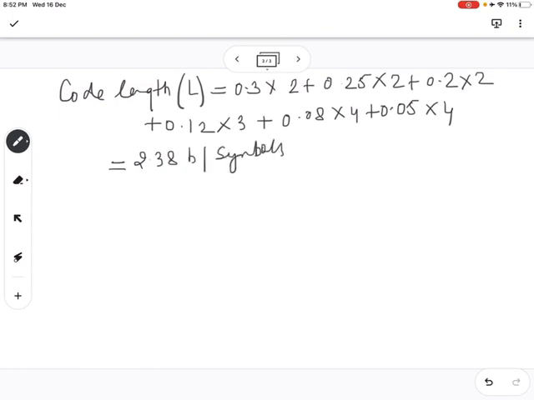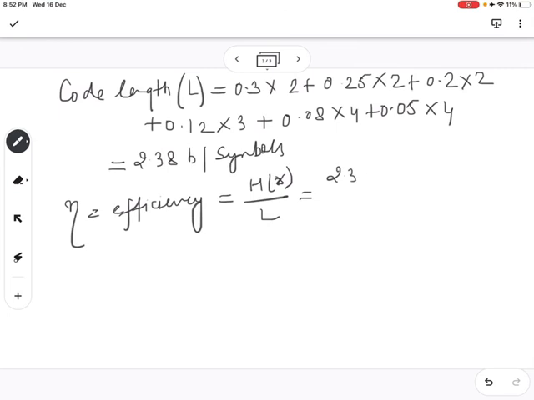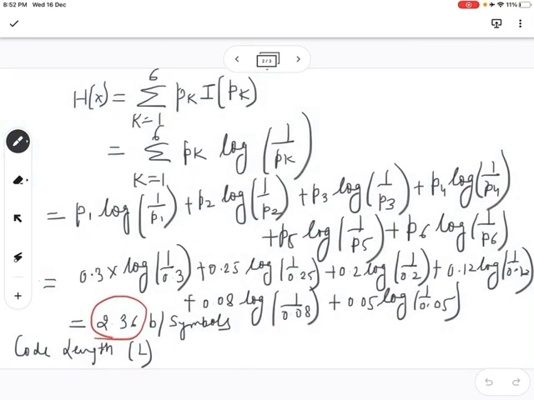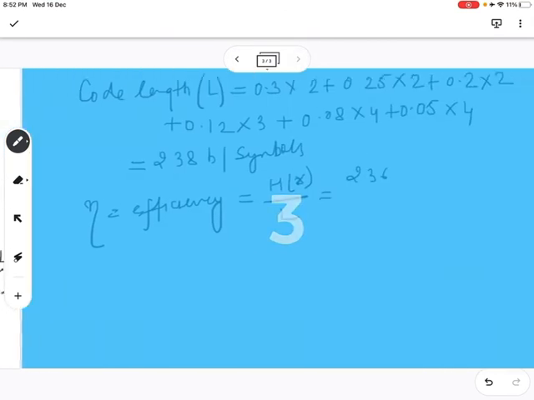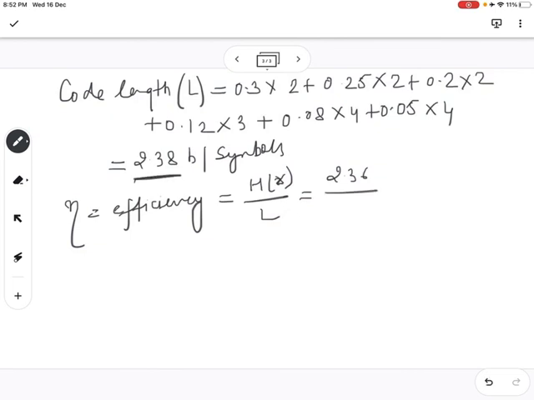Now finally I have to calculate the efficiency. Efficiency is basically entropy Hx divided by code length. Your entropy was 2.36 and your code length is 2.38. So 2.36 divided by 2.38 becomes around 0.99. So basically your efficiency out of this numerical is around 99%.